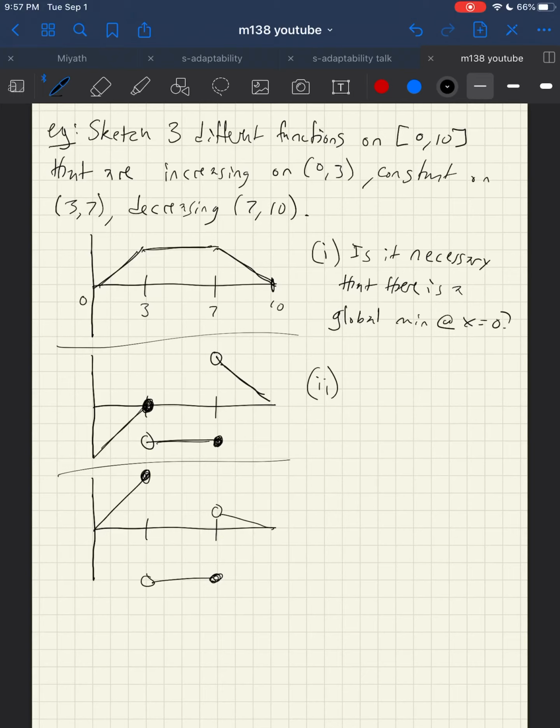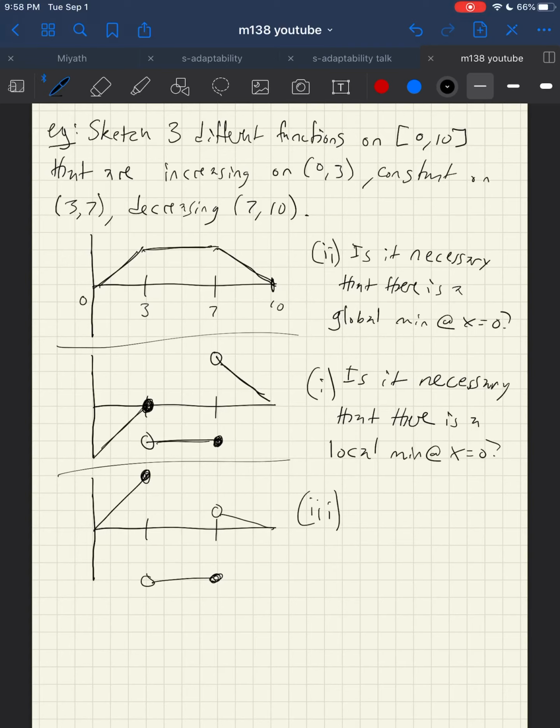That was question number 2. Question number 1 was, is it necessary that there is a local min at x equals 0?